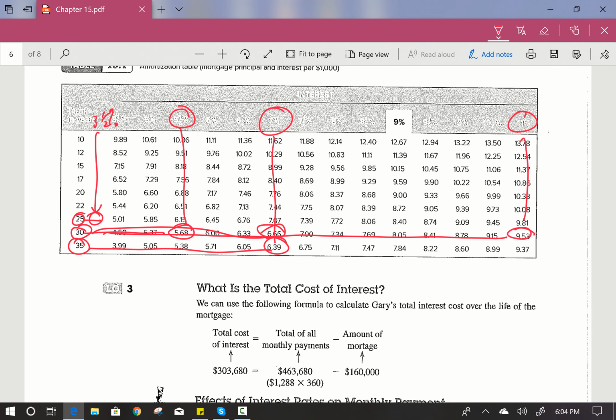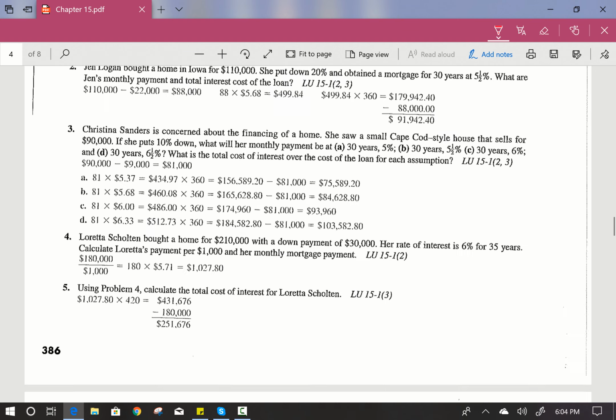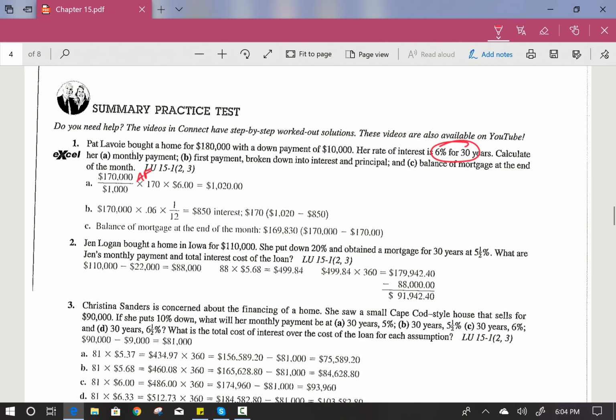So 6% and 30 years is about 6.00, if I'm reading that correctly. And apparently I was. So $6 times 170 will give us a monthly payment of $1,020. Okay, now I'm going to do the simple interest formula. The second part is to break down the first payment into interest and principal.